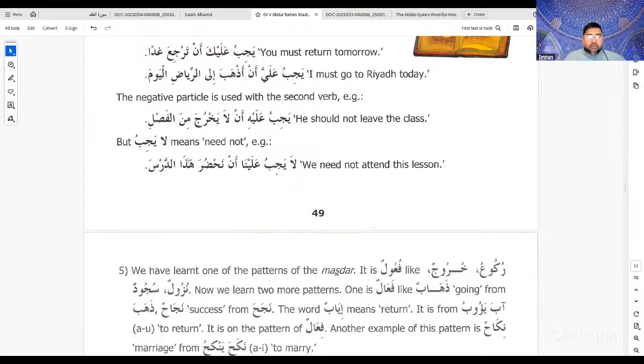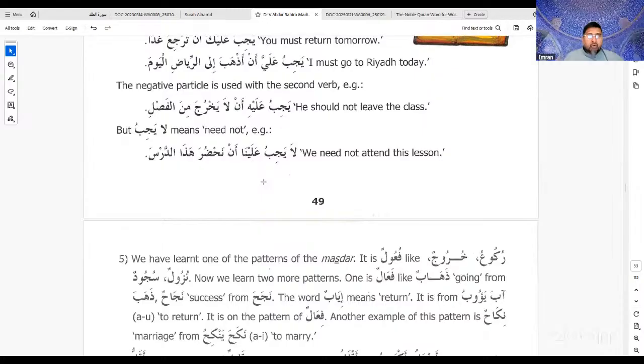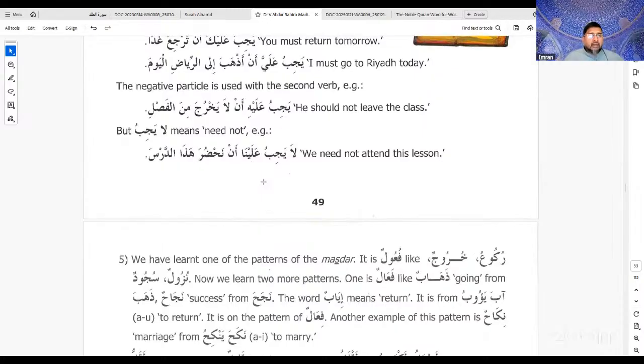Yajibu means he should, and la yajibu, he should not. We should. Okay? So these are different ways of using yajibu. Sometimes yajibu, la yajibu, and sometimes yajibu. And the lam comes with sometimes the verb, which is coming as a phrase. Excellent.